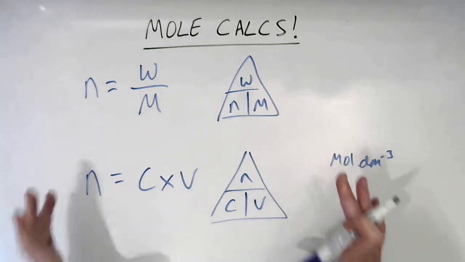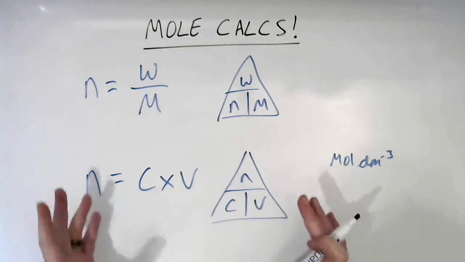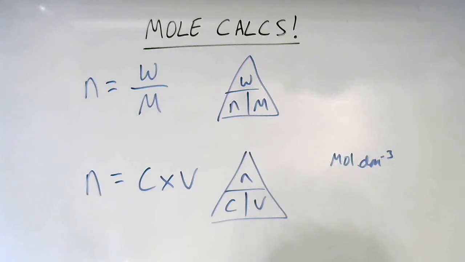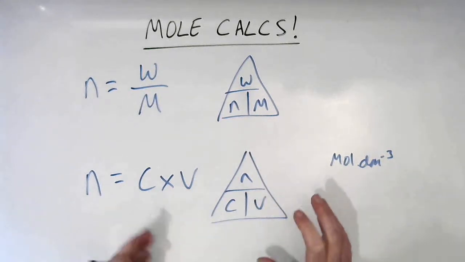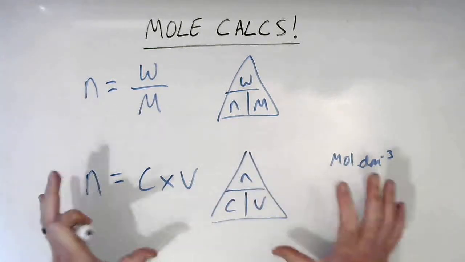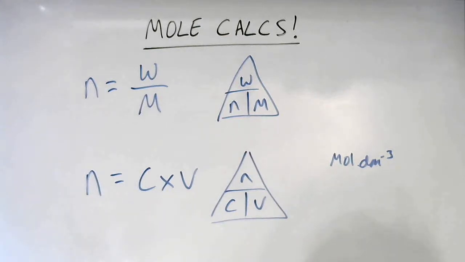So these 2 equations are very simple, but again, they will get you out of the most complex situations when it comes to the calculations you'll do in A-level chemistry. So make sure you can use these effectively, along with a bit of stoichiometry, so balancing equations and looking at relative amounts, and that will, like I said, get you through any situation you come across in A-level chemistry.